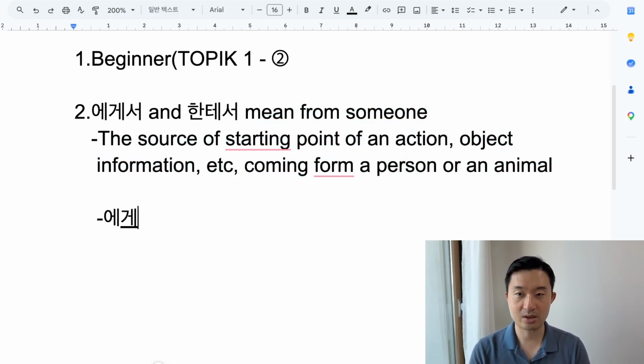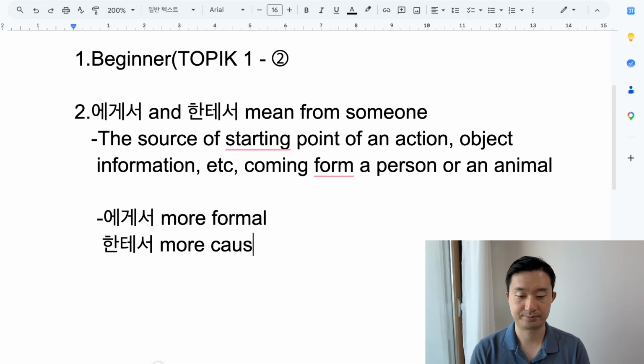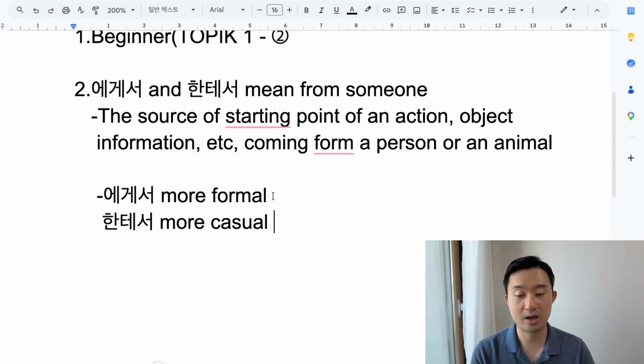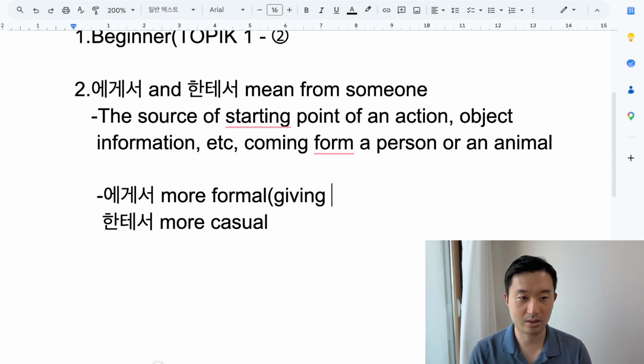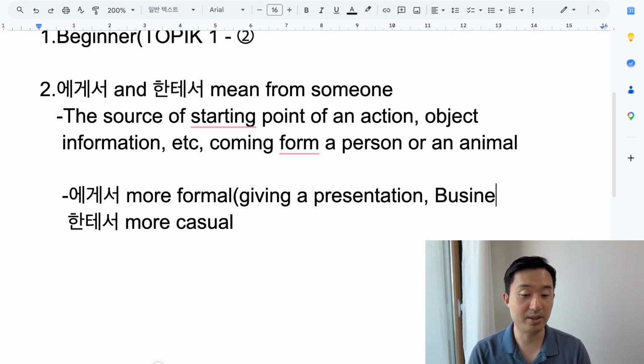Then simply, 에게서 is more formal, but 한테서 is more casual. So in Korean, when I say formal, you can imagine you wear a suit, like dress shoes, a formal suit. Like when you're giving a presentation, or it can be a business setting. Something like you have to wear the formal suit. Maybe that would help make sense.